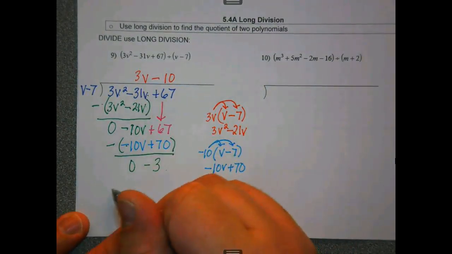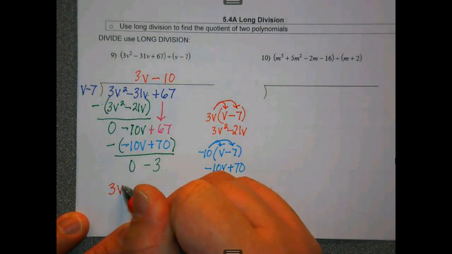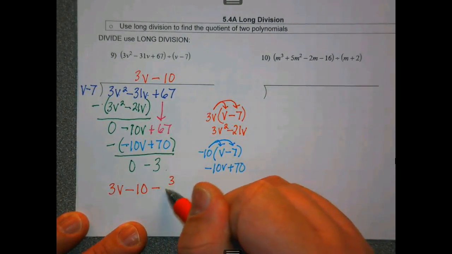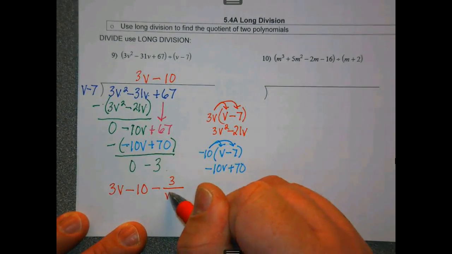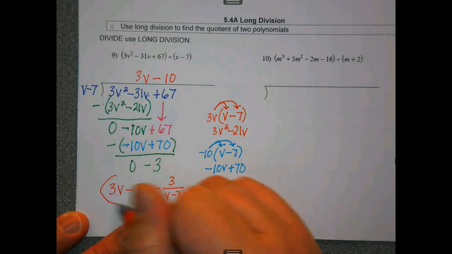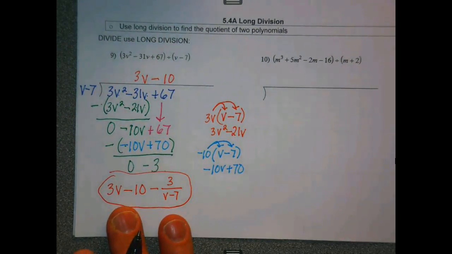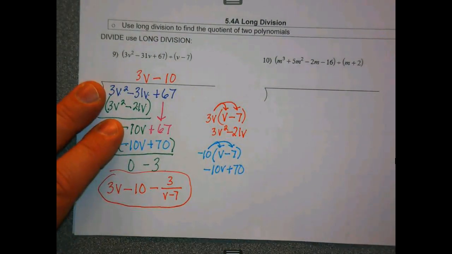So my answer is 3v minus 10, minus my remainder, 3 over the divisor, v minus 7. Okay, let's keep going.